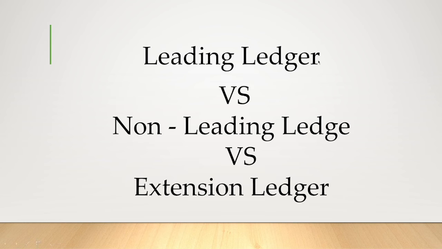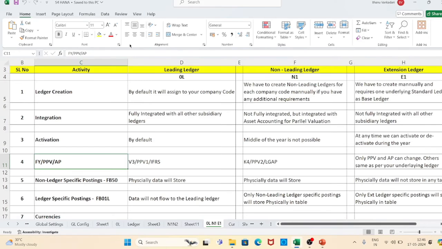Now the differences: leading ledger versus non-leading ledger versus extension ledger. Here I summarize the differences. Ledger creation: the leading ledger exists by default. The non-leading ledger we have to create manually for each company code. Similarly, the extension ledger we have to create manually for each company code.